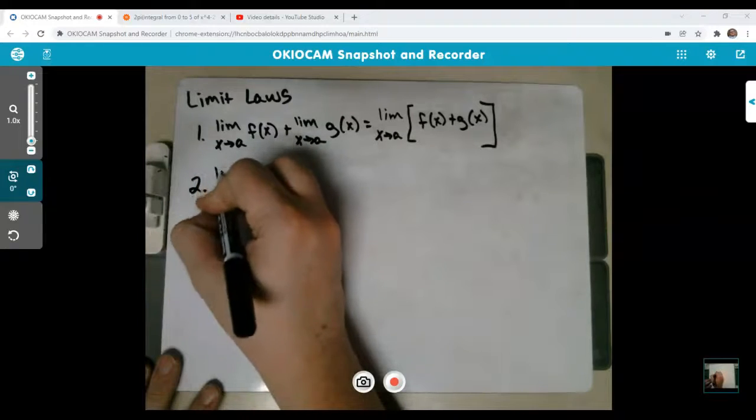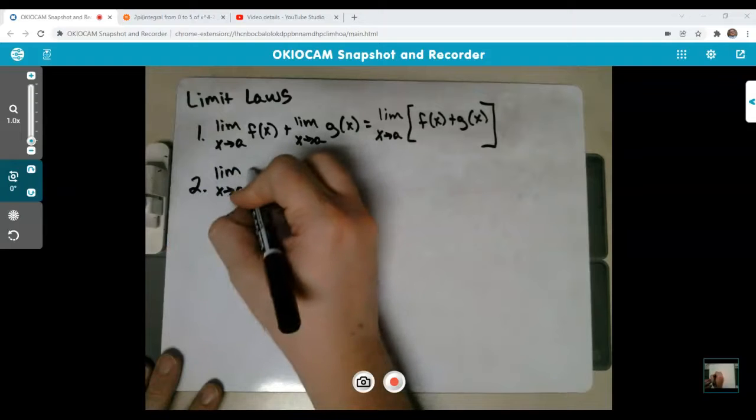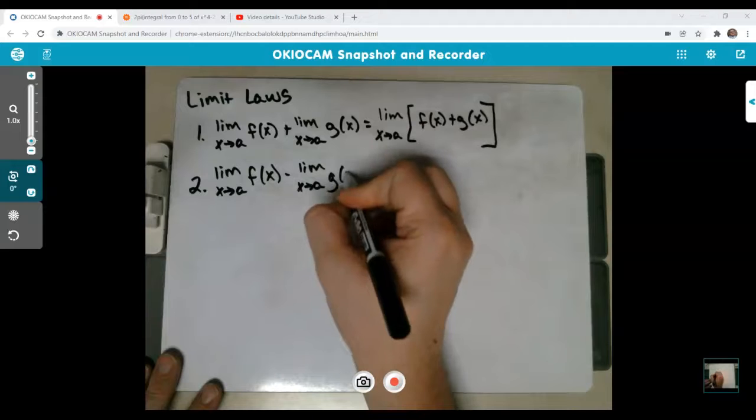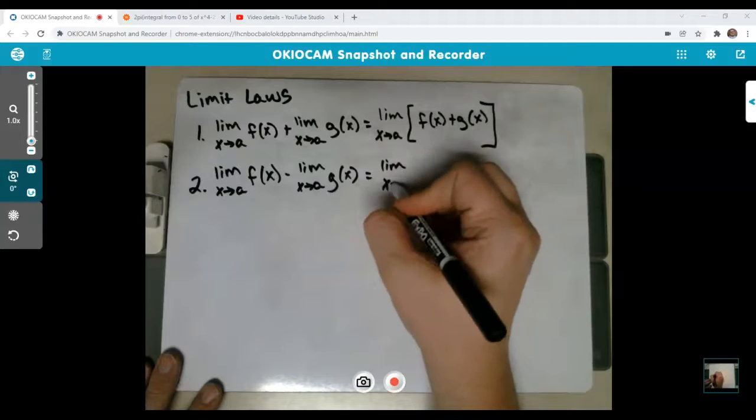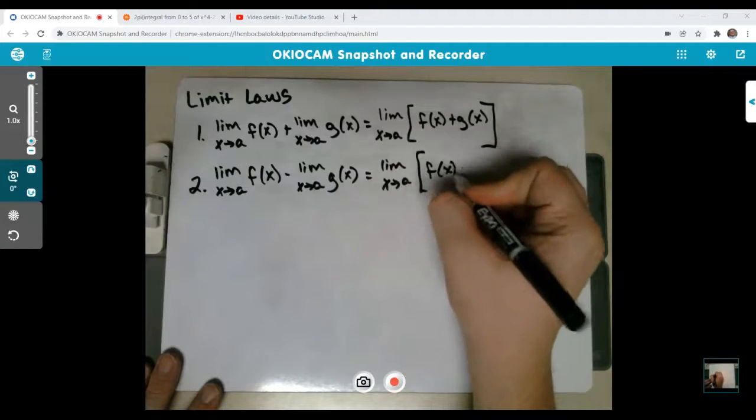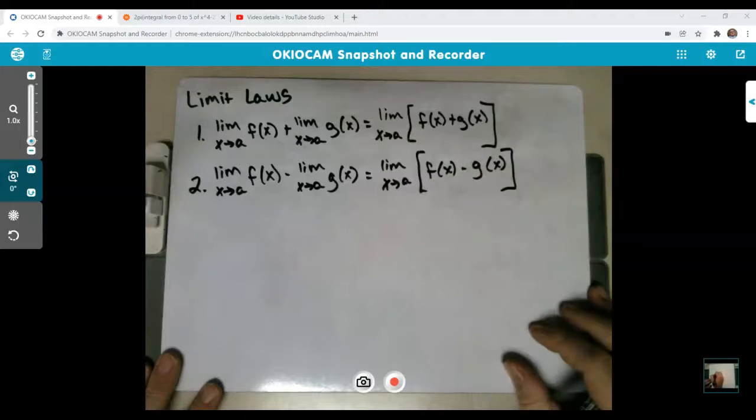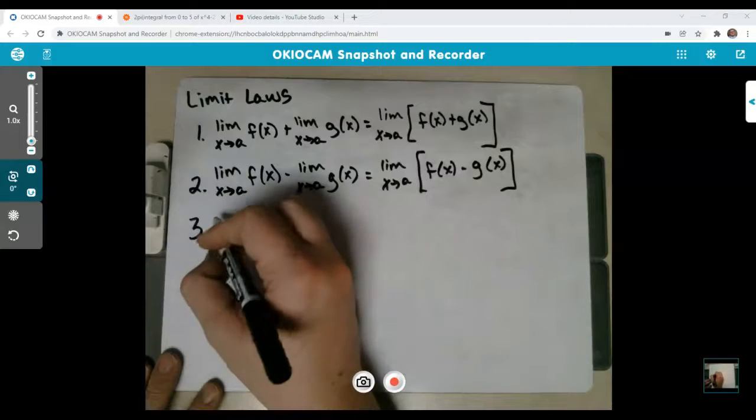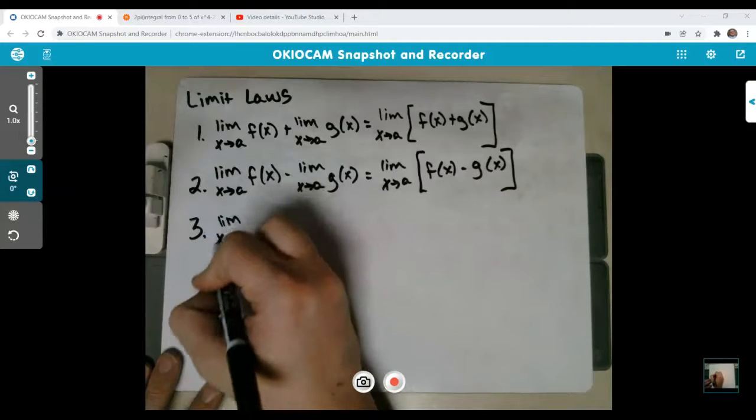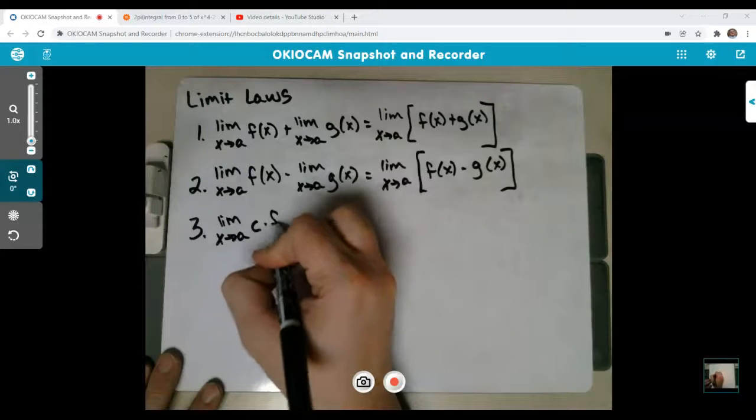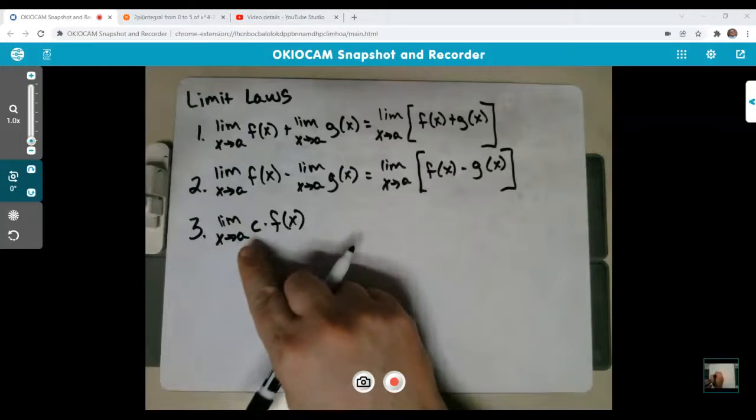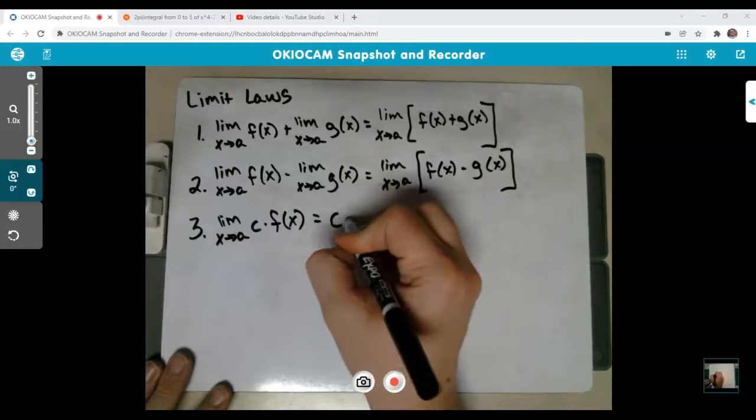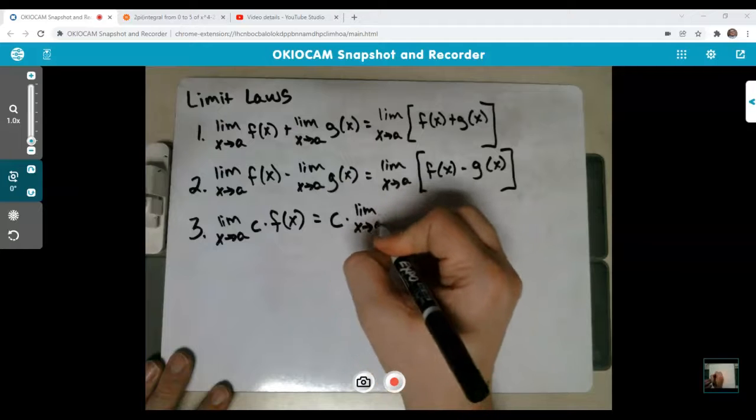Same thing if I'm subtracting, I can just subtract them. So if I have limit as x approaches a of f of x minus the limit as x approaches a of g of x, I can subtract them together. So the limit as x approaches a of f of x minus g of x. So that's helpful. If I'm multiplying by a constant, so if I'm saying the limit as x approaches a of a constant times f of x, since this constant does not have an x, I can actually just bring it out front and make it c times the limit as x approaches a of f of x.